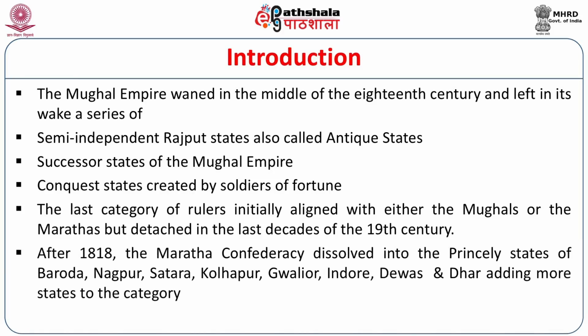After 1818, most of the confederacy states of the Marathas also dissolved and formed the princely states of Baroda, Nagpur, Satara, Kolhapur, Gwalior, Indore, Devas and Dhar. These added some more princely states to the category. Also, there were many minor princely states which existed as local officers or officials, and thus they issued their own coinage to express their own sovereignty.